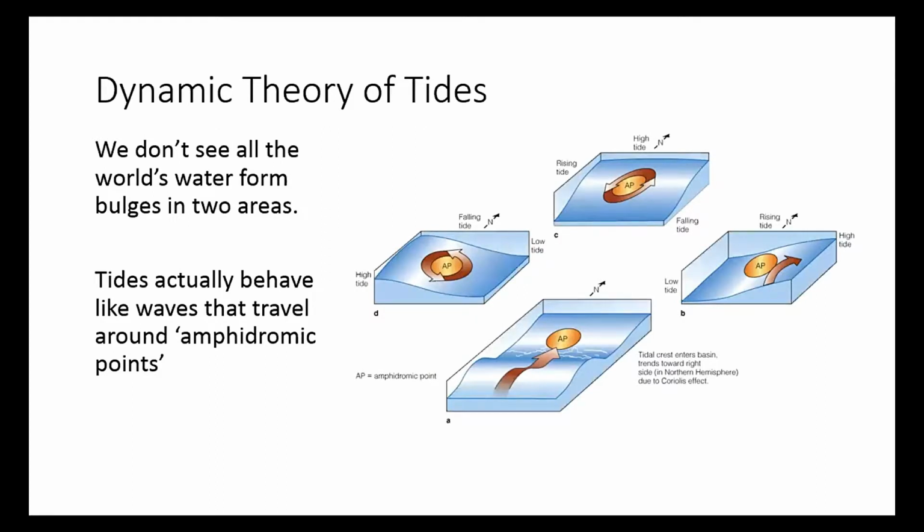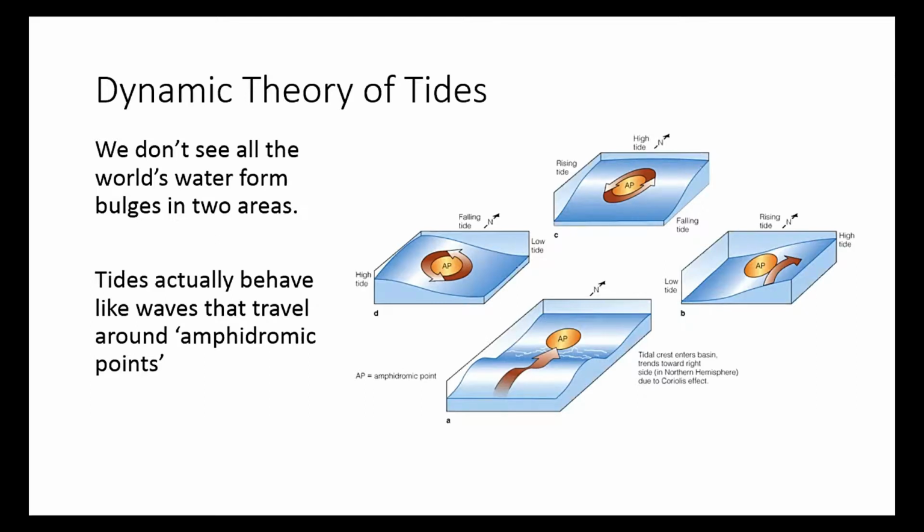But we don't see 2 bulges of water on the Earth. And that's because tides actually behave like waves, Kelvin waves to be specific. And this is how they work. So we have a tidal crest heading into a basin. Then if we're in the northern hemisphere, the Coriolis force tends that wave to the right-hand side. It then reflects off the eastern boundary and bounces to the northern boundary and then bounces to the west. And you end up with this tide circulating the central point, which is called an amphidromic point or a tidal node. And that just oscillates around and around.